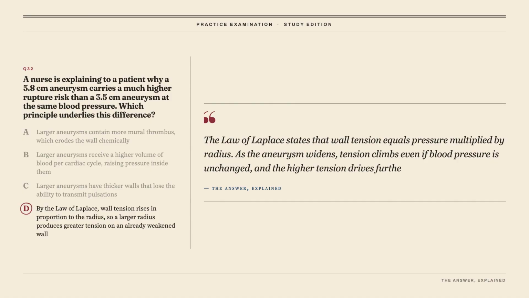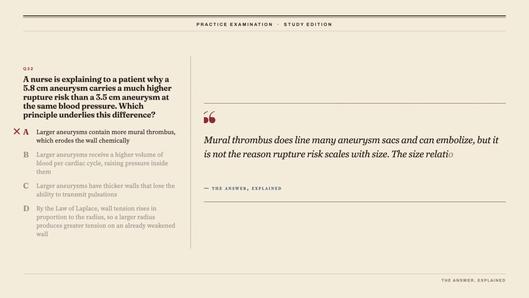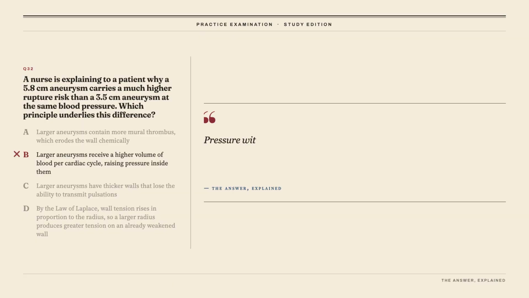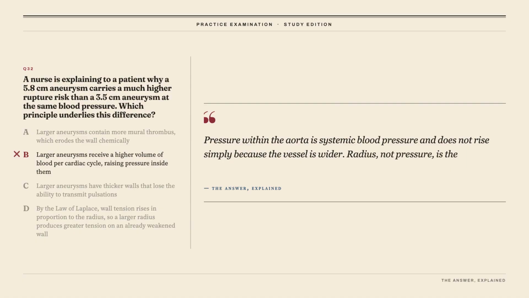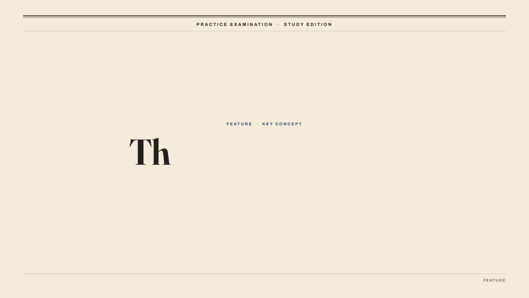the usual repair threshold. A is wrong because mural thrombus does line many aneurysm sacs and can embolize, but it is not the reason rupture risk scales with size. The size relationship is a matter of physics rather than chemistry. B is wrong because pressure within the aorta is systemic blood pressure and does not rise simply because the vessel is wider. Radius, not pressure, is the variable that changes as the aneurysm grows. C is wrong because aneurysm walls become thinner and weaker as elastin and collagen degrade, not thicker. Loss of wall integrity is the entire problem.